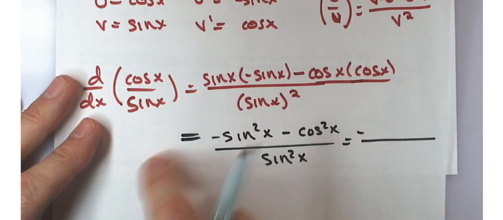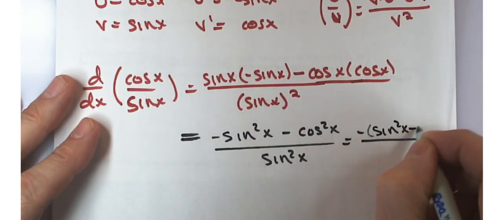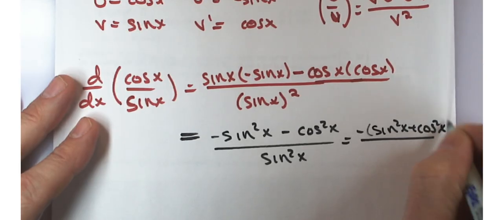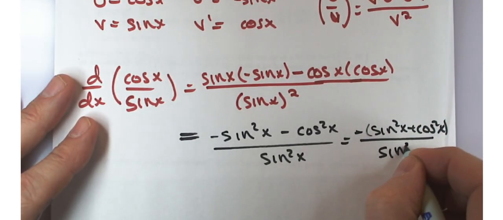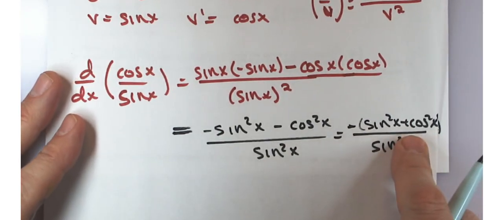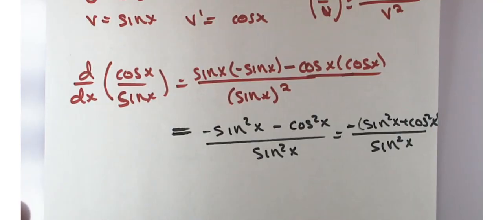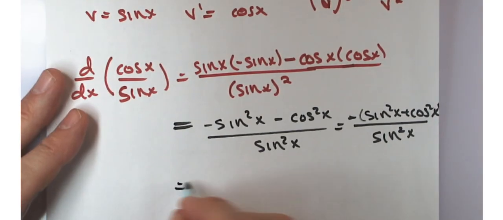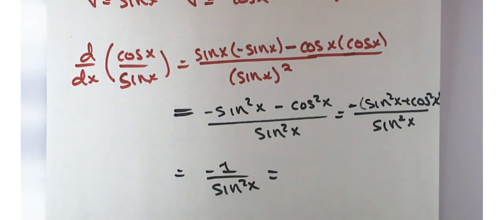We'll factor out a negative from both of these, so that leaves you with sine squared of x plus cosine squared of x. And a couple of people have already gone a little bit past that, because you recognize this part right here. Sine squared plus cosine squared, what's that equal to? 1. So it's negative 1 over sine squared of x, which is negative cosecant squared of x.